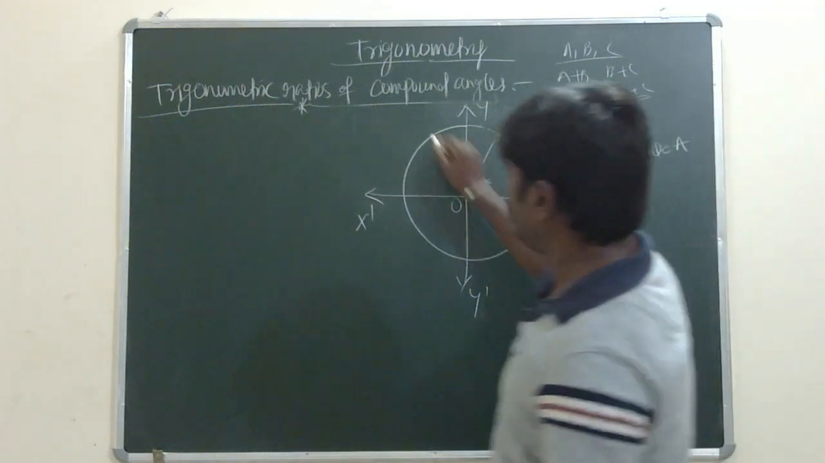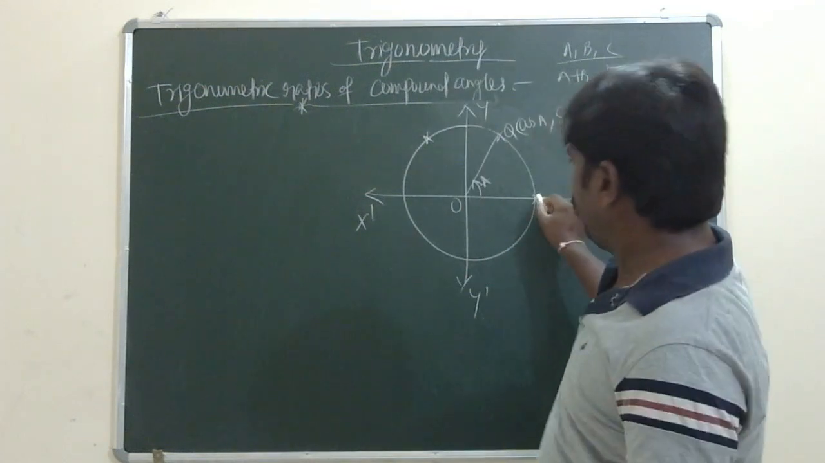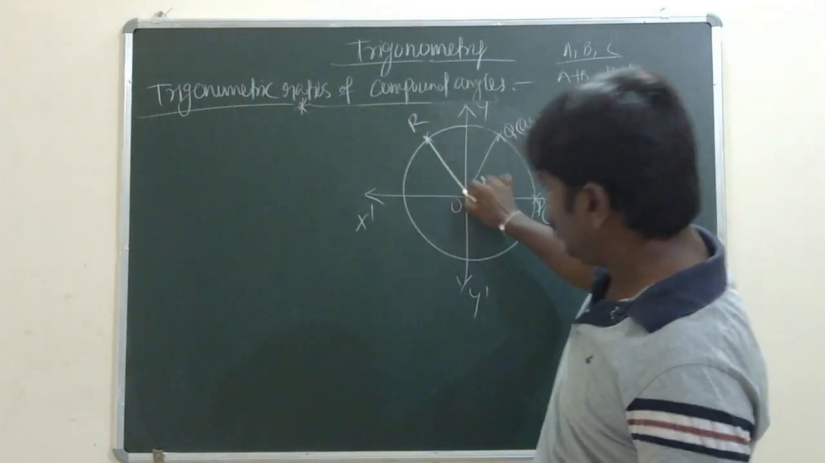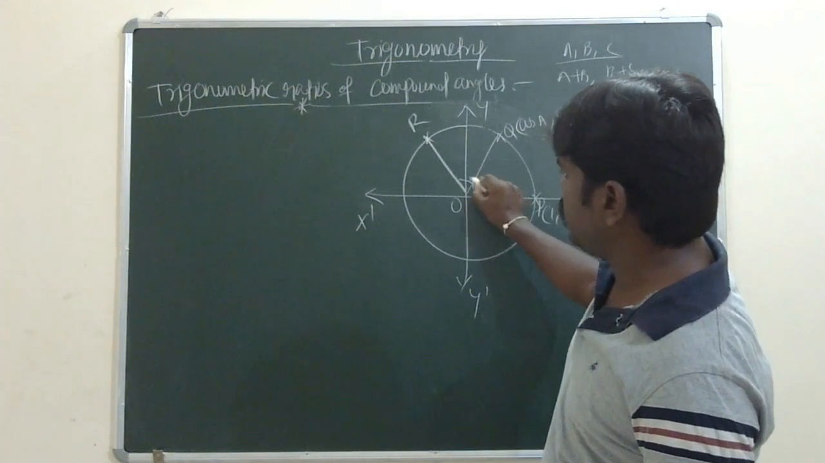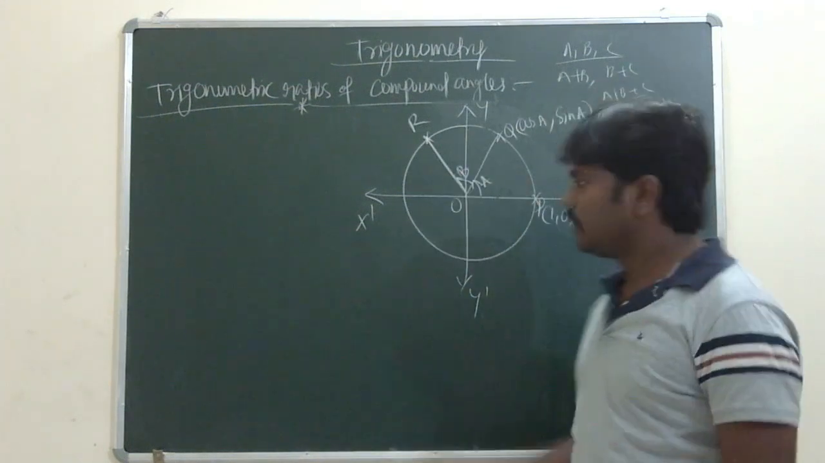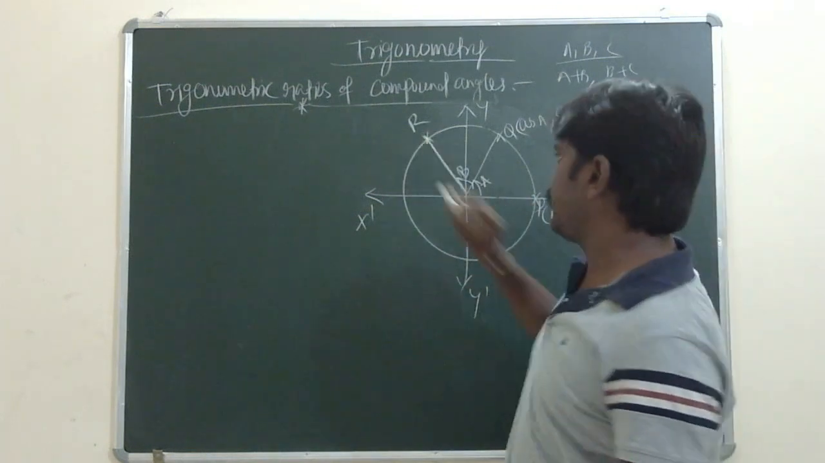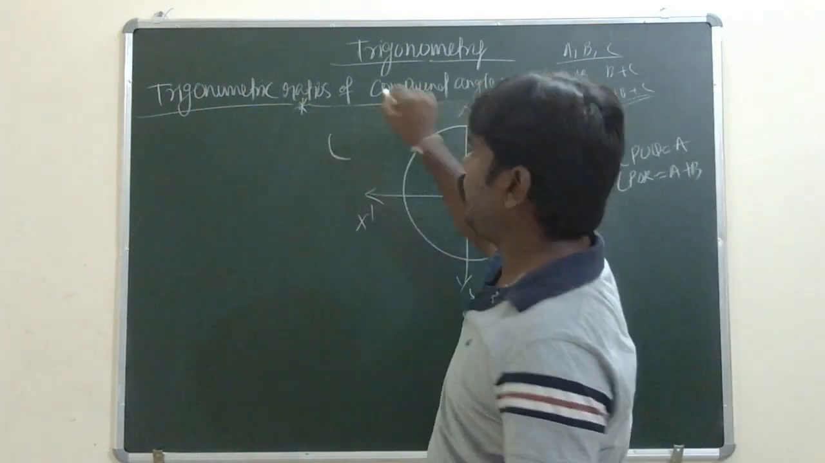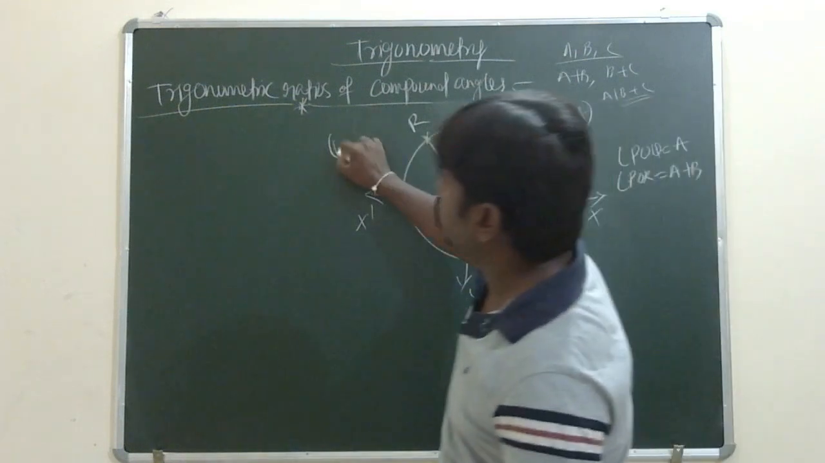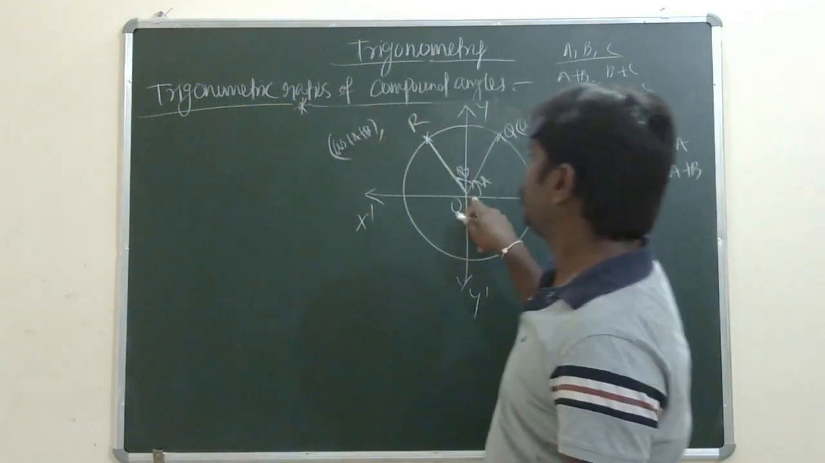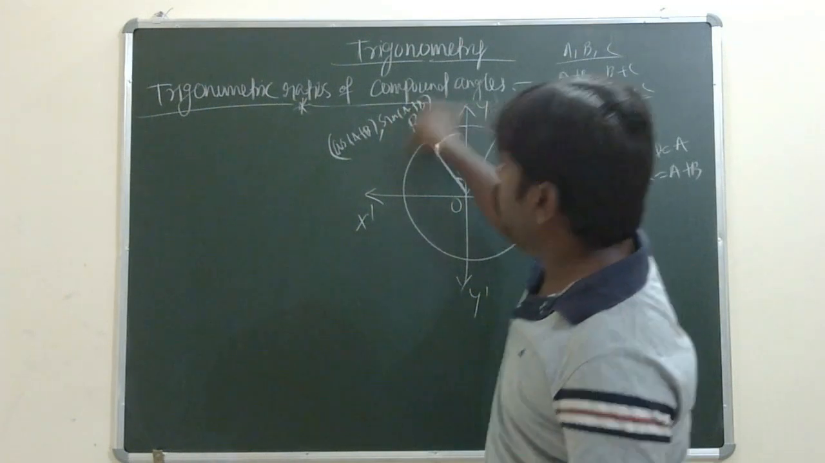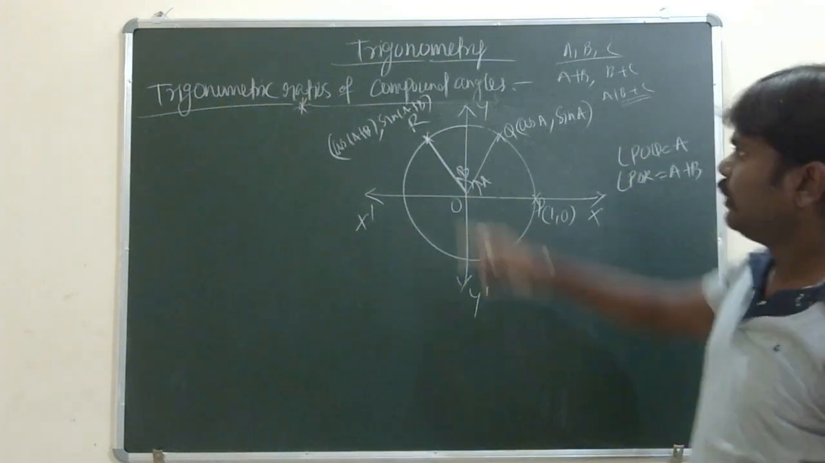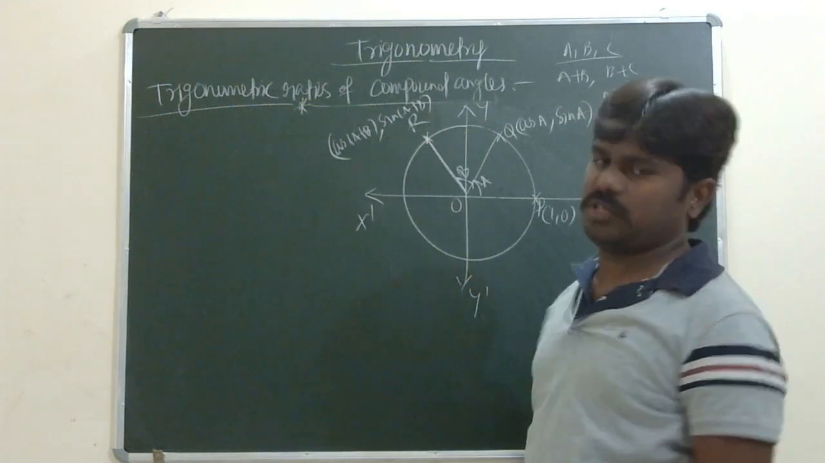Next I am taking a point R, with the angle subtended at the center of the circle by the arc QR. The angle POQ I have already considered as A, and this angle QOR I am taking as B. So angle POR is nothing but the sum of the angles A and B. So R is nothing but cos(A plus B), sin(A plus B), because the angle is A plus B. So the point R is cos(A plus B) comma sin(A plus B).